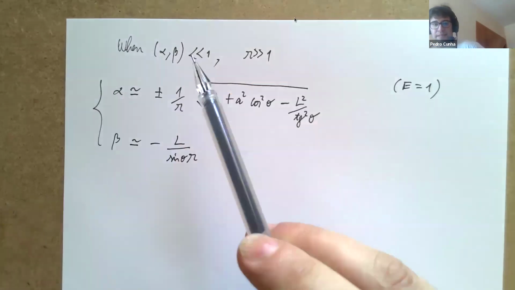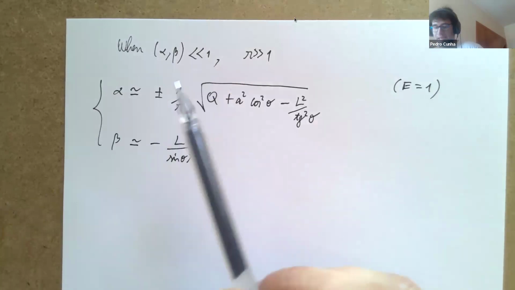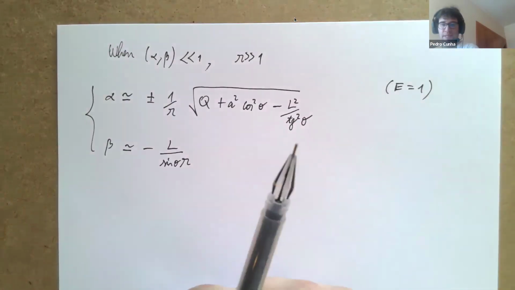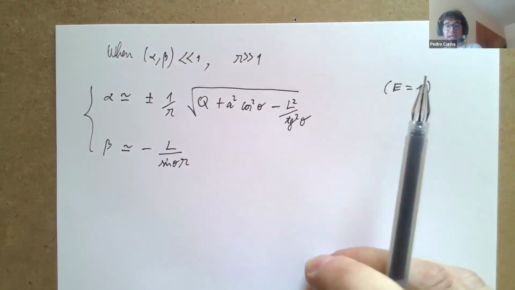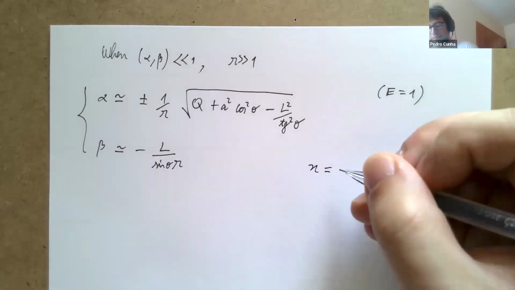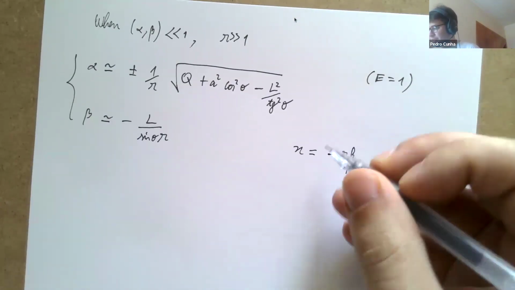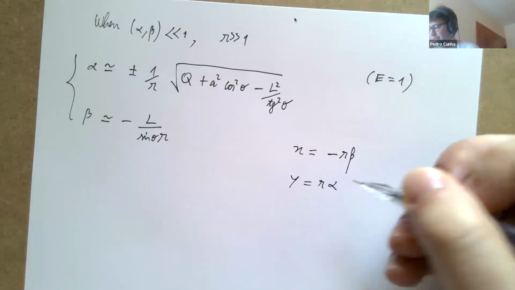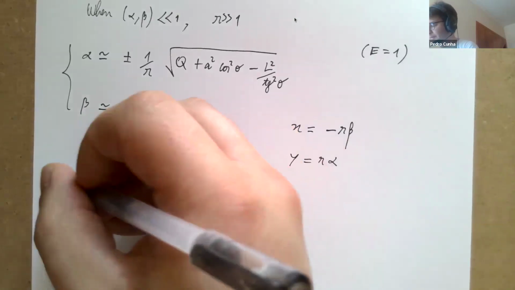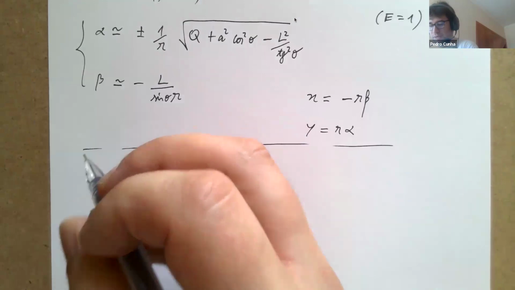And you can see that this decays as 1 over r. So this is expected, because when you have an object which is very far away, you would expect the observation angle of that object to decay as 1 over r. So you can define the impact parameters x as minus r beta and y as r alpha. And it has a well-defined limit for an observer that is very far away.